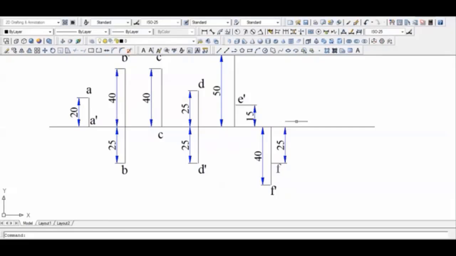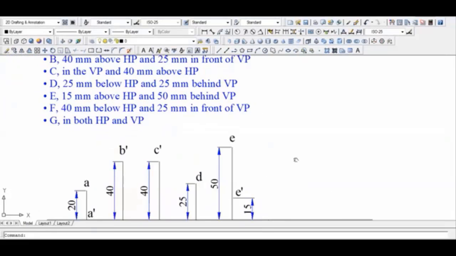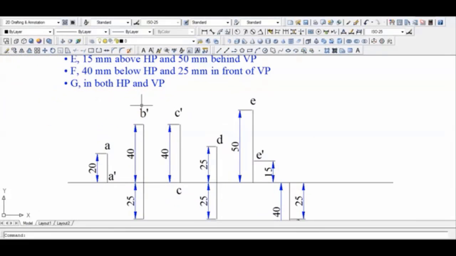F simply. Now the last point, G, in both HP and VP, that means it's a case in which there is a particular point which lies both in the horizontal plane and the vertical plane. This can only happen on the reference line. This can only happen along the line where both the planes intersect each other, that is the reference line or the XY line. Fine.